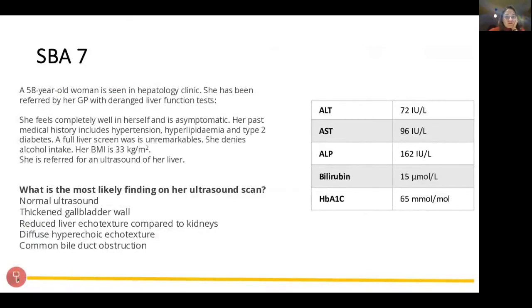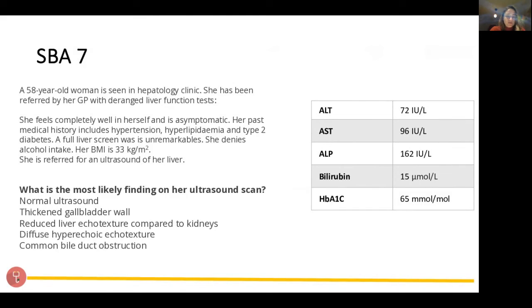Okay, another question. A 58-year-old woman is seen in hepatology clinic. She's been referred by her GP with deranged liver function tests. She feels completely well in herself and is asymptomatic. Her past medical history includes hypertension, hyperlipidemia, and type 2 diabetes. She has a full liver screen, which is unremarkable. She denies alcohol intake. Her BMI is 33, and she's referred for an ultrasound of her liver.